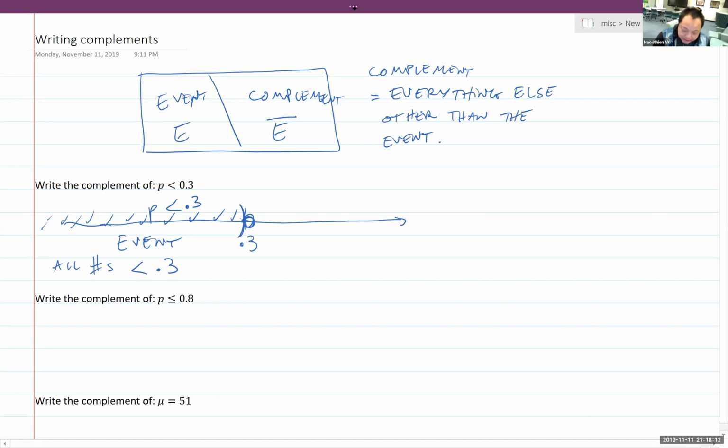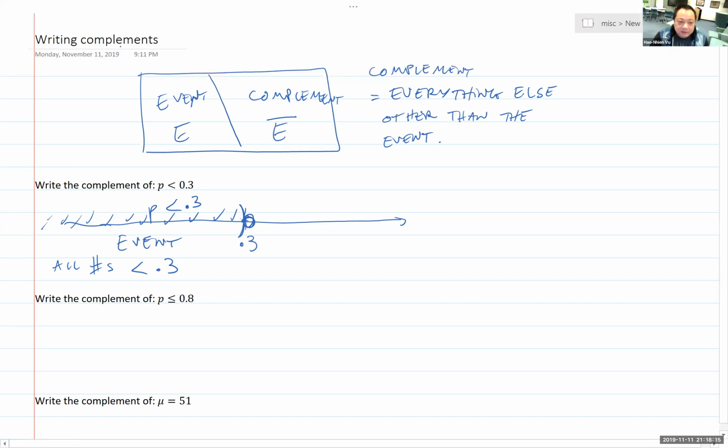That means the complement is everything else except the event. So it's everything else on this side. This one is the complement. First of all, it could be 0.4, 0.5, 0.6, 0.7, etc., all the way up to infinity. But it could also be 0.35, 0.34, 0.33, 0.31, 0.301, etc. Well, can it be 0.3 itself, though? And the answer is yes.